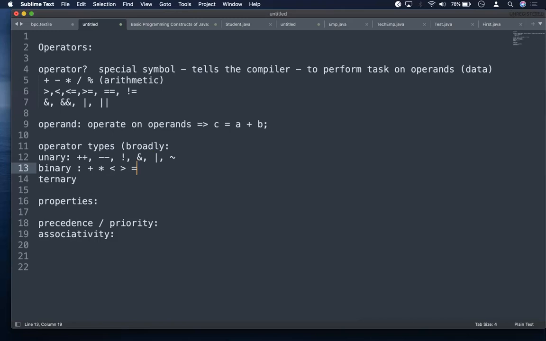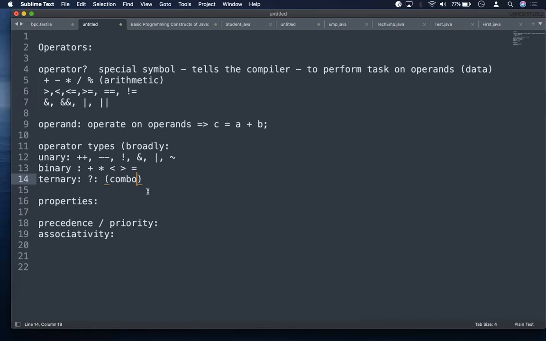So the assignment operator is a binary operator. Now coming to the ternary operators. What is a ternary operator? We have only one ternary operator that is allowed. It is a combination of question mark and colon, so it's a combo.